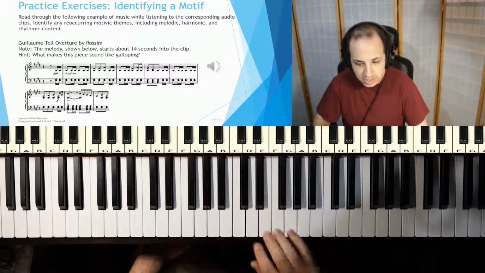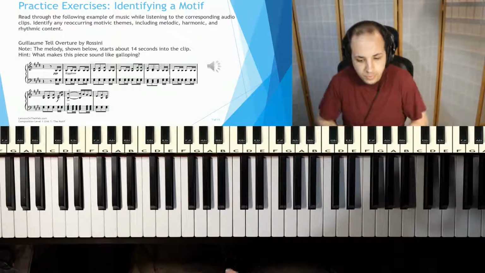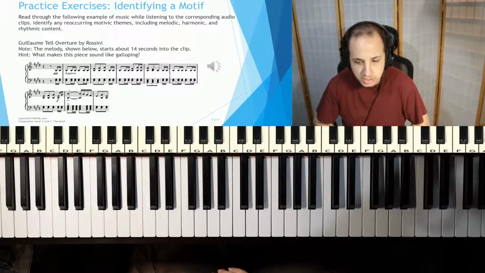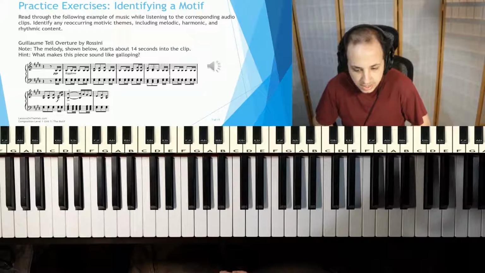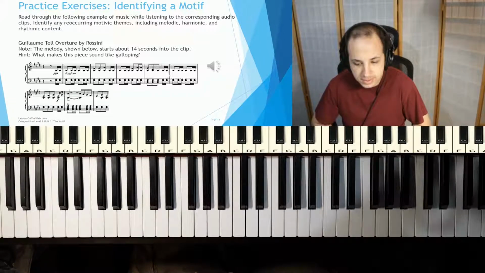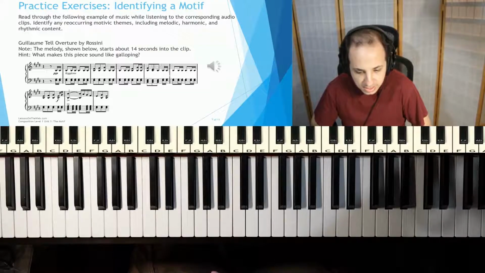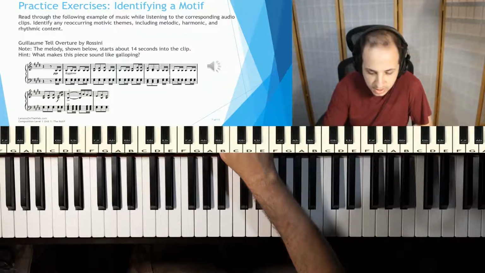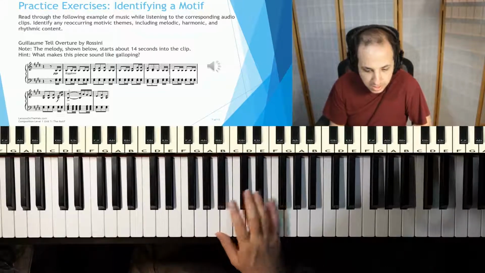Practice exercises identifying a motive. So read through the following example of music while listening to the corresponding audio clips. Identify recurring motivic themes, including melodic, harmonic, and rhythmic content. So this is the William Tell Overture by Rossini. The melody shown below starts about 14 seconds in. End of the clip. What makes this piece sound like galloping? Well, you can probably tell right away, right?